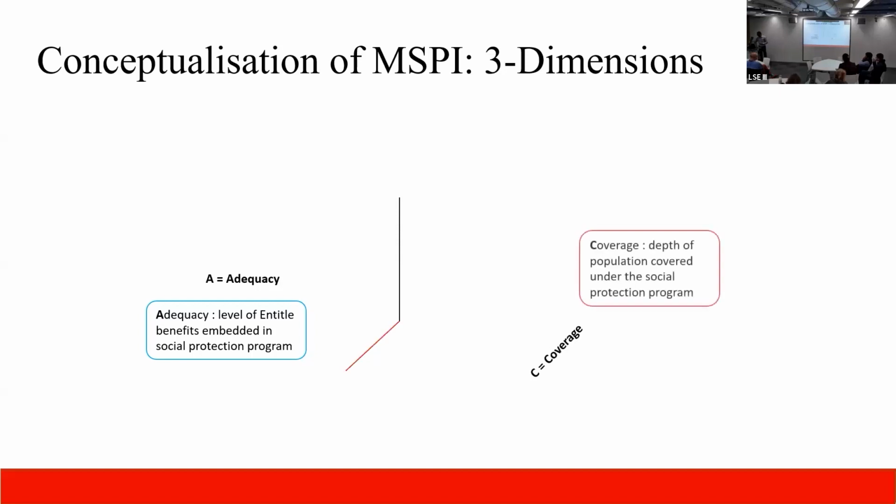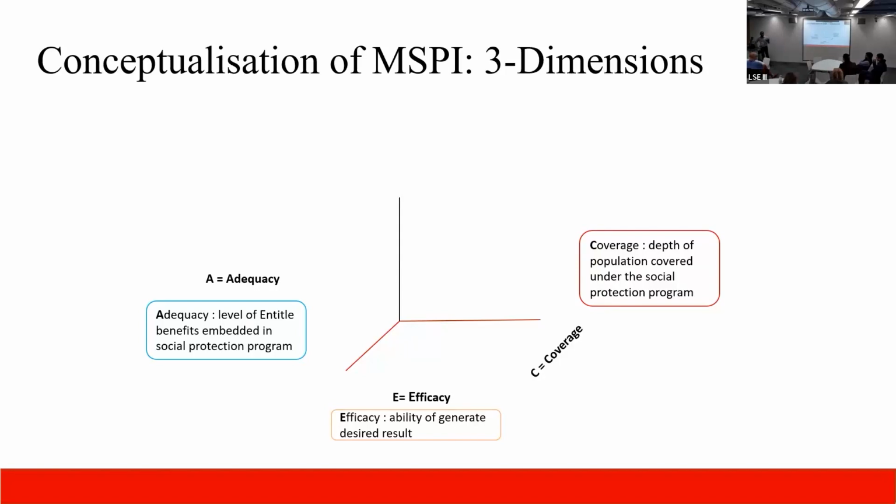Second is the coverage. Coverage, by name itself, indicates what proportion of the eligible population is covered by that program. So this is the second aspect which we need to look into while evaluating the social protection program. And the third aspect is efficacy. Efficacy, if I go by the dictionary, means the ability to generate the desired results. So whether that program is in a position to deliver the intended results or not, that has to be judged, and on that basis we can judge the efficacy of that program.